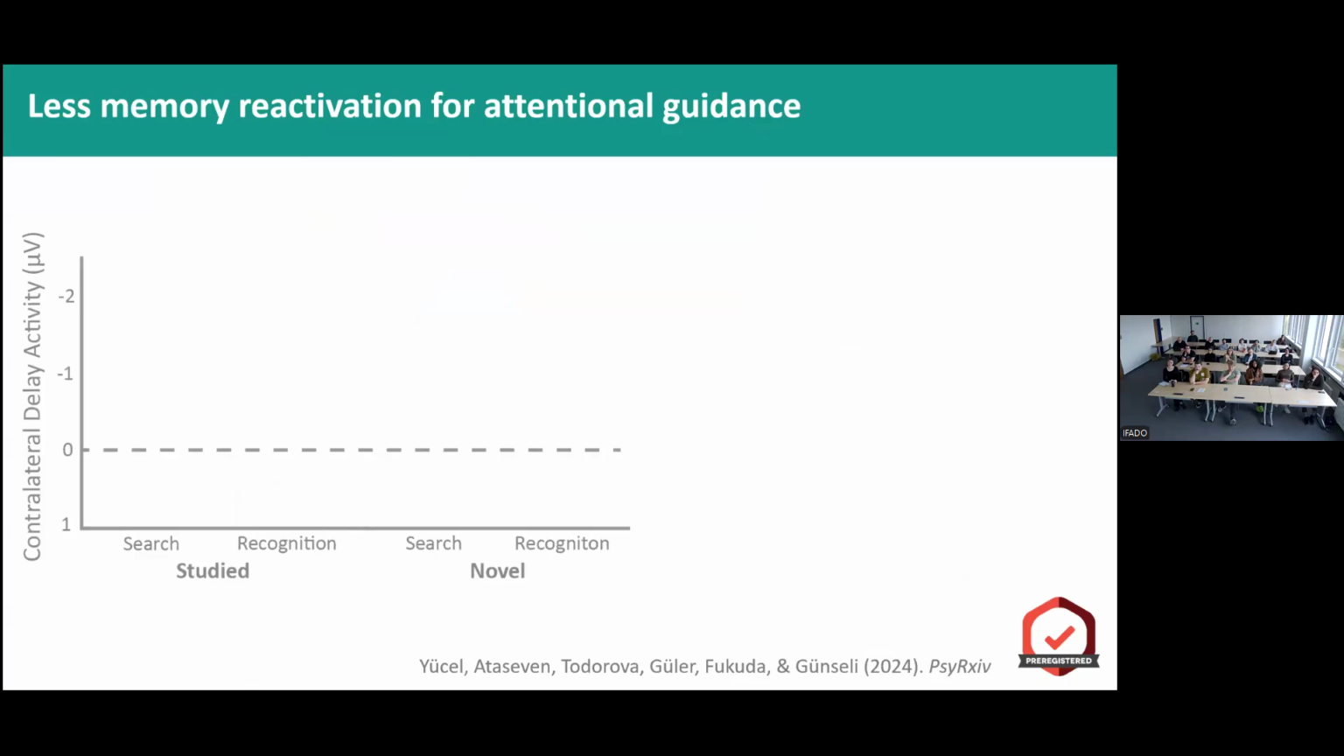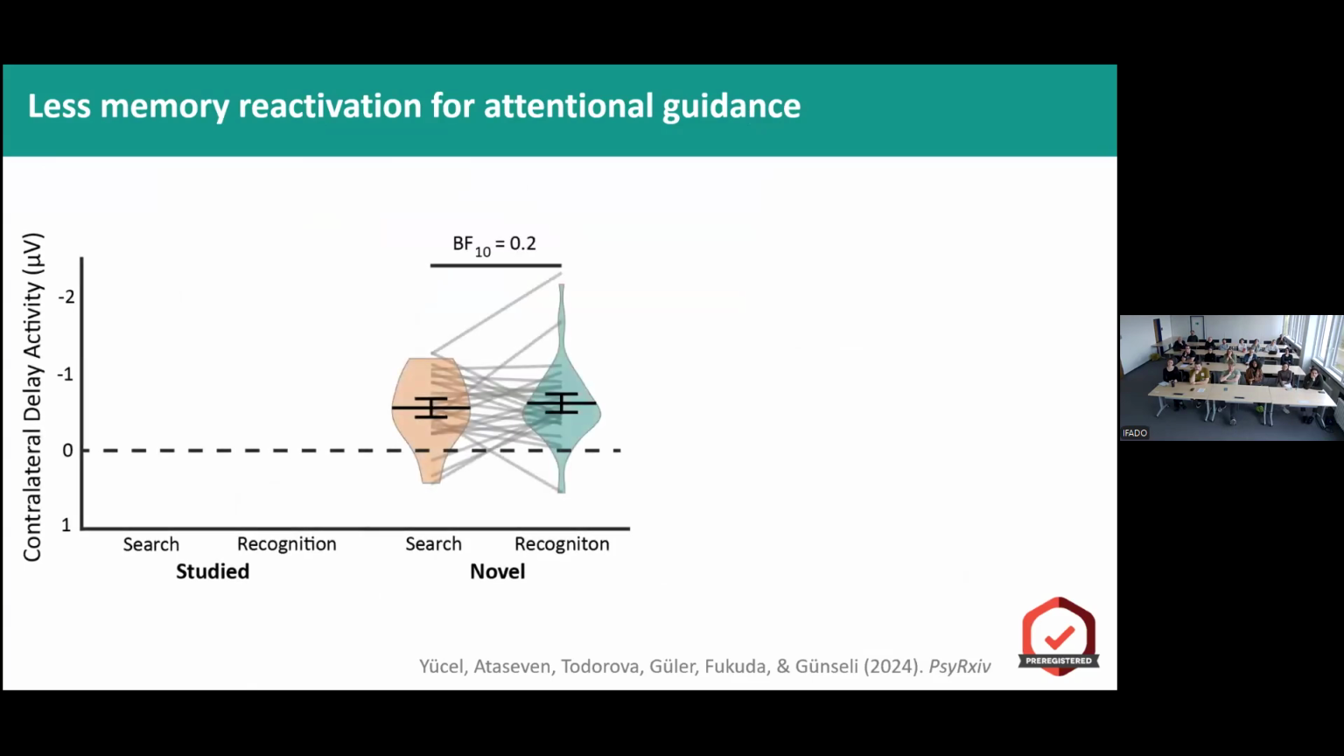Now let's have a look at the CDA results. Here on the y-axis, I have the CDA, negative is up. I have studied and novel. For novel, which is our baseline condition, where people had to rely on working memory because they didn't see these items before, we have a reliable CDA for both the search and the recognition tasks. And the level of CDA does not change between the two tasks, which makes sense because whatever you're going to do with it doesn't matter. You have to store it in working memory because it's a novel item.